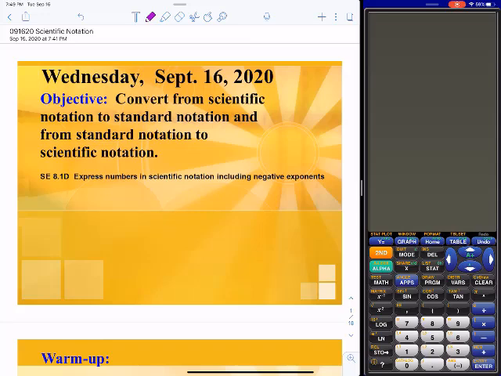Okay, so you're going to need to be able to do two things by the end of this lesson. One, convert scientific notation to standard notation, and standard notation to scientific notation. And here is the standard that we're working on right now. We're expressing numbers in scientific notation, including negative exponents.